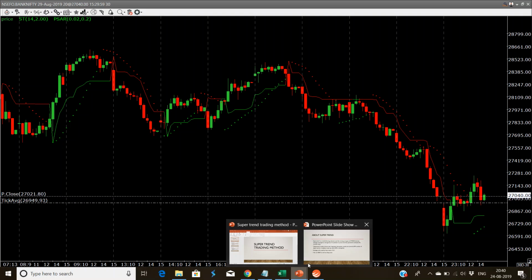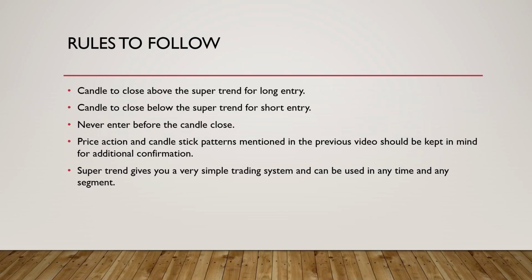So there are certain rules which you need to follow. Rule number one, the candle has to close above the super trend for a long entry. Never ever jump in quickly to take the trade before the actual candle has closed above the super trend. Similarly, the candle has to close below the super trend for a short entry. Never enter before the candle close. That's a very important rule because most of the time it retraces till the super trend and comes back, and it doesn't close above the super trend, and it will fool you.